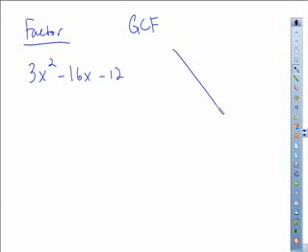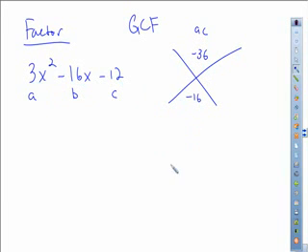Okay, so let's go to our x. Remember, this is our A value, our B value, and our C value. To get the top number is A times C. So 3 times negative 12 gives you negative 36. Our B value is negative 16. So what multiplies to give us negative 36 and combines to give us negative 16? Well, that looks like negative 18 and positive 2.